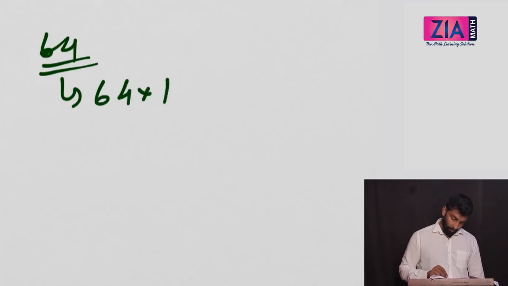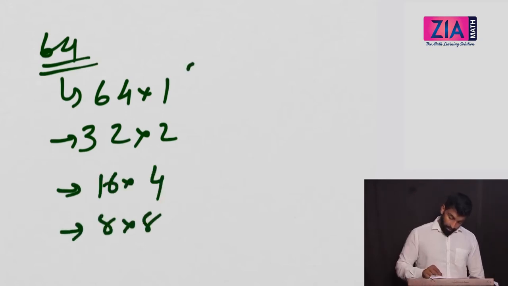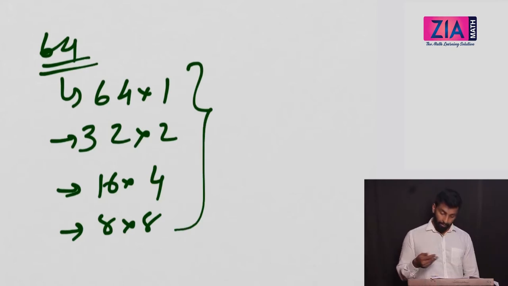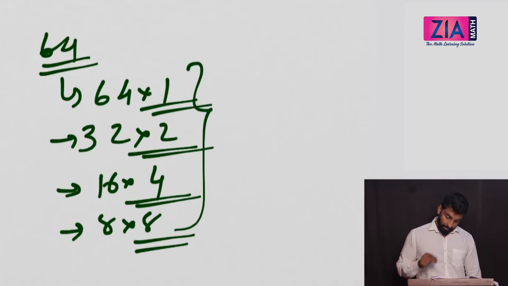Now if you want to express 64 as a product of two positive integers, you can write it like this, right? 64 into 1, that is one possibility, or 32 into 2, then 16 into 4, then 8 into 8. Now out of this, if you take the sum of these, right?